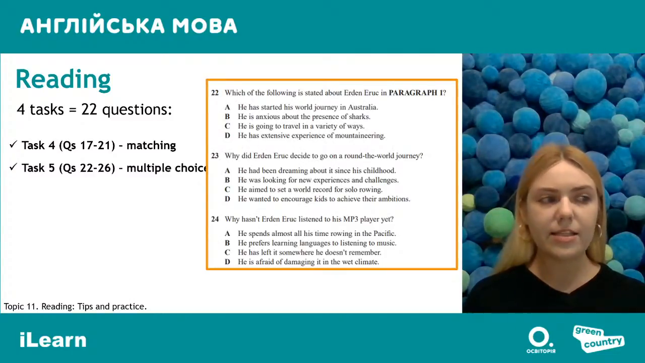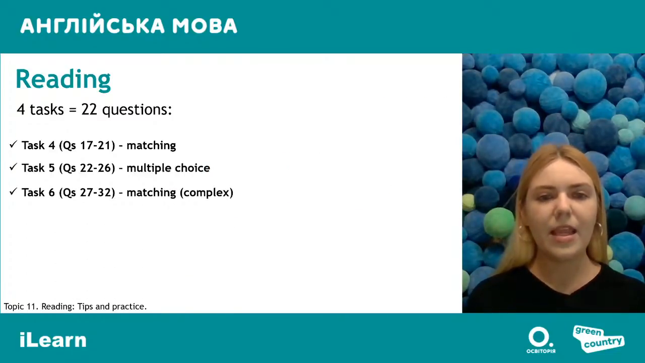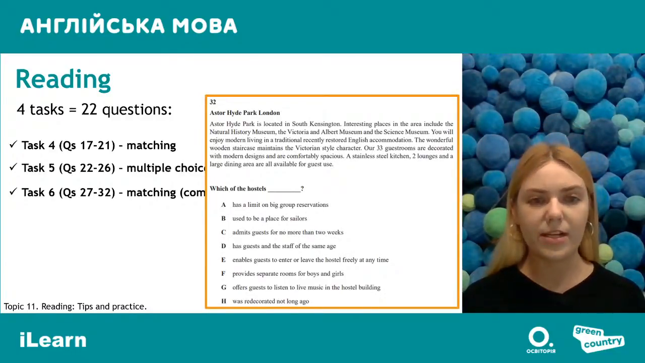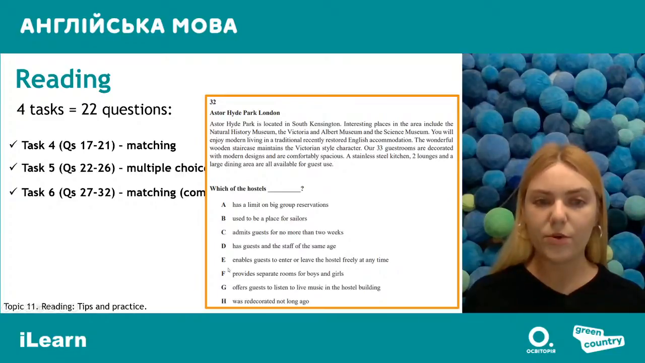Then the next task in the reading section is a multiple choice task. You will have a big text, usually rather big and rather difficult, and you will have 5 questions with 4 options. For each question, you will have 4 answers, A, B, C, and D. Your task will be to choose the correct one. Then you will have one more matching task, but it will be more complex and usually more difficult than the first one. Now you will have 6 texts. They can be 6 separate small texts, or it can be one text divided into 6 parts, and you will need to choose which text is about what from the options.